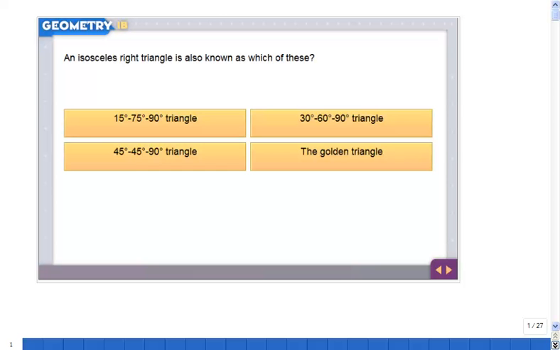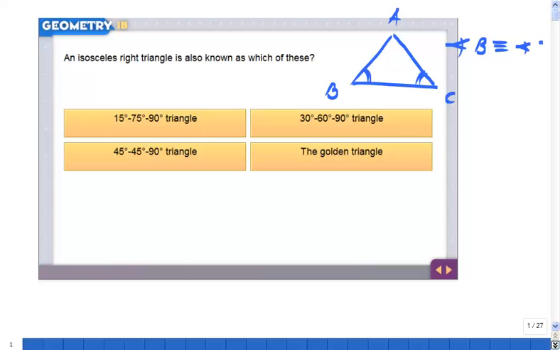An isosceles right triangle is also known as which of these? And you have four options. Guys, remember when you have an isosceles triangle, what is the main rule? An isosceles triangle has two congruent angles. If this triangle, let's say ABC, is isosceles, these two angles here should be congruent, right? So angle B should be congruent to angle C.